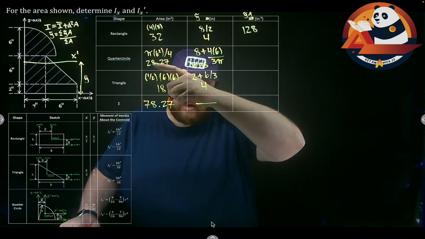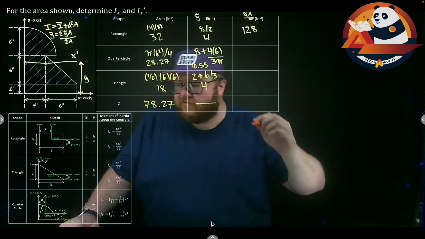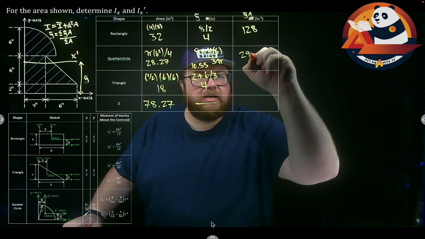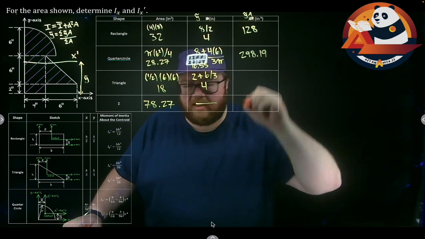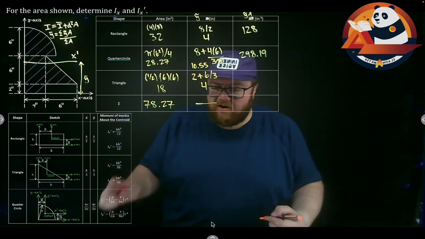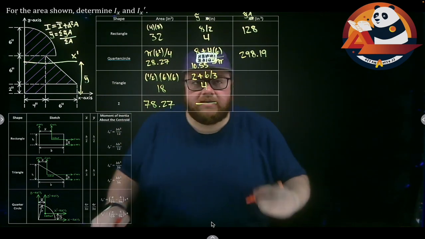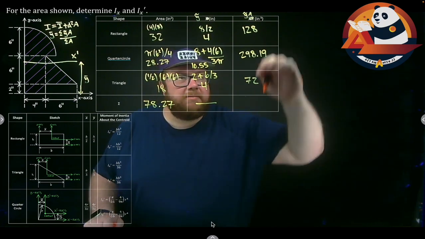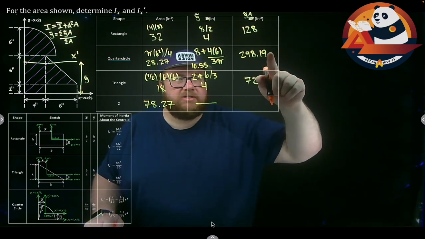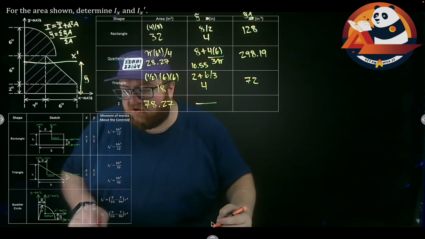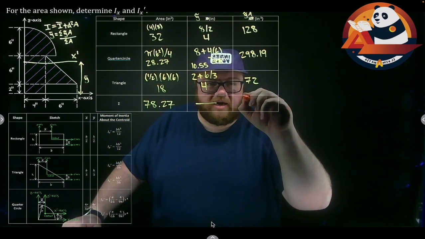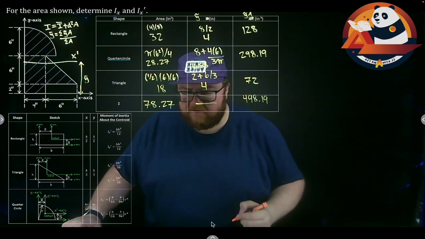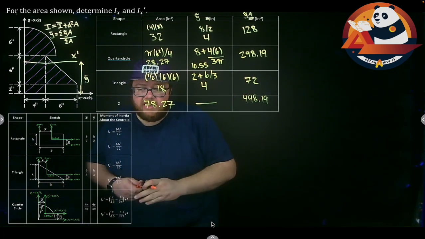My next one, 28.27 times 10.55 is 298.19. My third one, 18 times 4, is going to get me 72. And summing that up, 128 plus 298.19 plus 72, I'll get 498.19. Which is everything I need to get centroid.